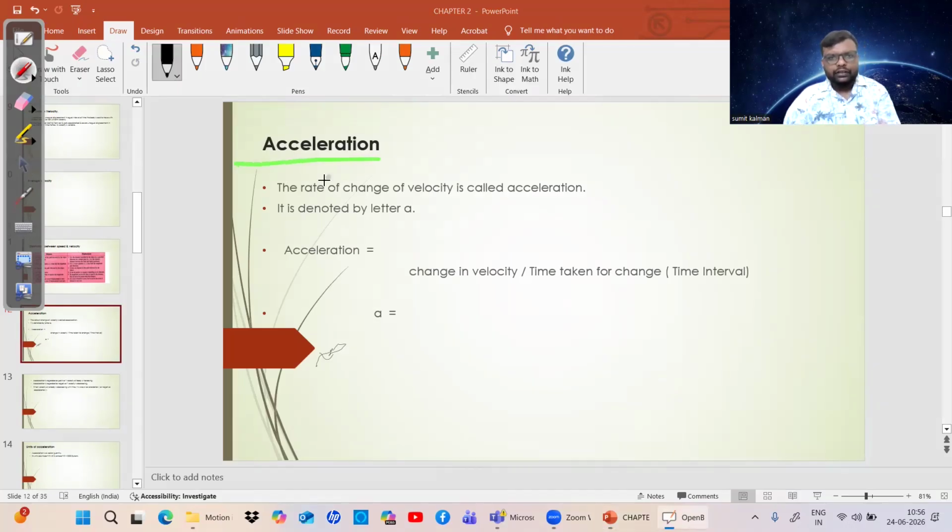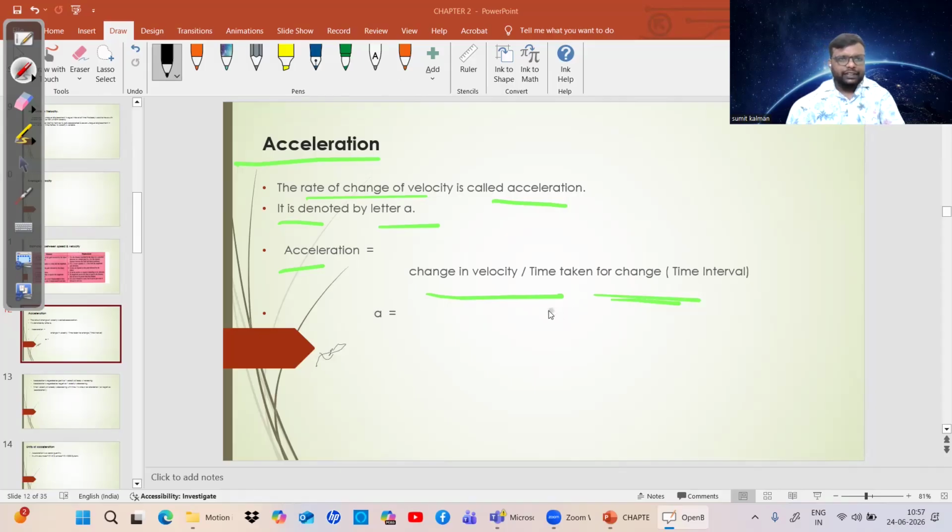Today I will continue from acceleration. As we all know, acceleration is the rate of change of velocity. The rate of change of velocity is called acceleration, and students, it is denoted by the letter A. Acceleration is equal to change in velocity upon time taken for the change.